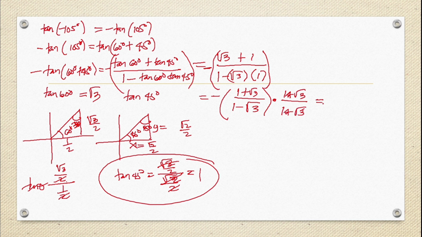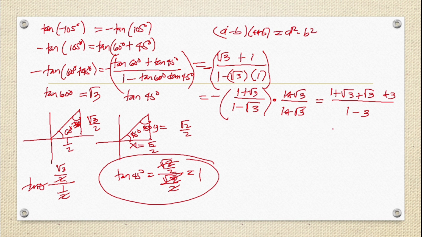So the result of this one is 1 plus the square root of 3 plus the square root of 3 plus 3 over 1 minus 3, because A minus B times A plus B is equal to A squared minus B squared. So we have here 4 plus 2 square root of 3 over 2. We could factor this one, if this is negative rather. Okay, negative. We could factor this one, so negative 2.